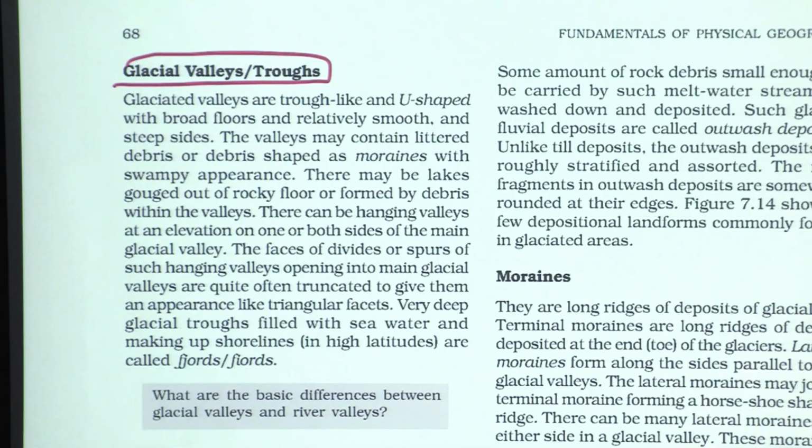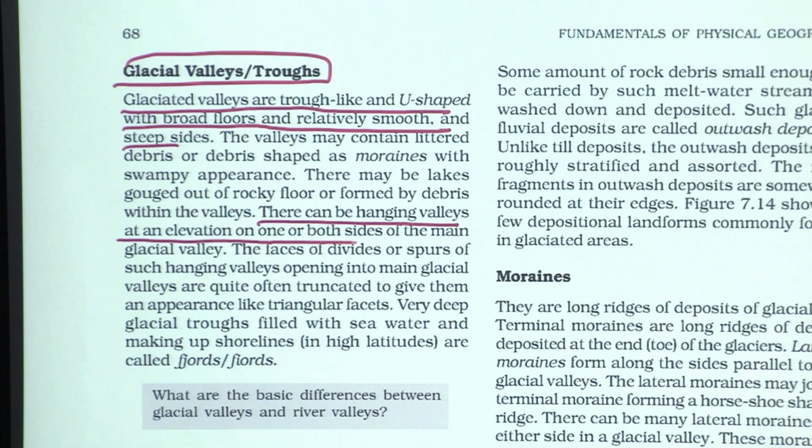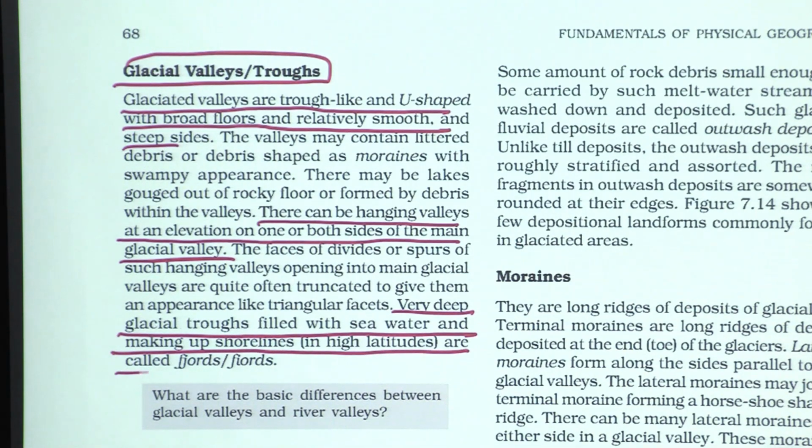Glaciated valleys and troughs are U-shaped with broad floor and relatively smooth and steep sides. There can be hanging valleys at the elevation on one or both sides of the main glacier valley. The very deep glacial trough filled with sea water making shoreline at high altitude are called fjord or fjords. And when we talk about the Norwegian shoreline, it's essentially the example of fjord shoreline.